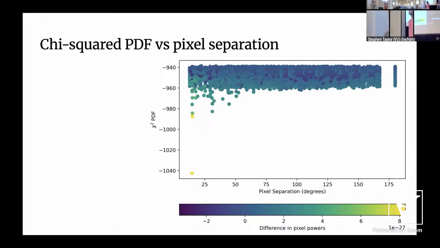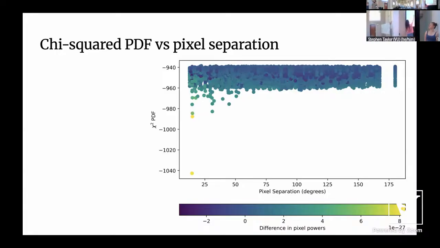So on the last slide you saw the powers in those 2 pixels as found by our chi-squared minimization. And I was curious, is the second pixel that has negative power just kind of trying to reduce the error in each correlation? So I was curious, what does the actual difference in the pixel powers look like? And also, what does the chi-squared look like in terms of pixel separation? Are there any other chi-squared minima that maybe aren't the global minima that are vastly separated on the sky? But it's not really looking that way.